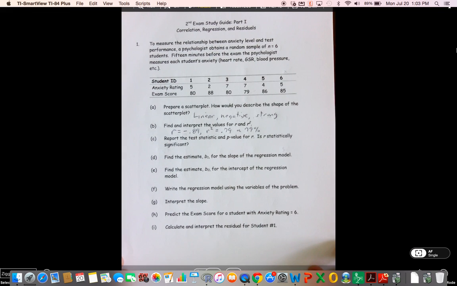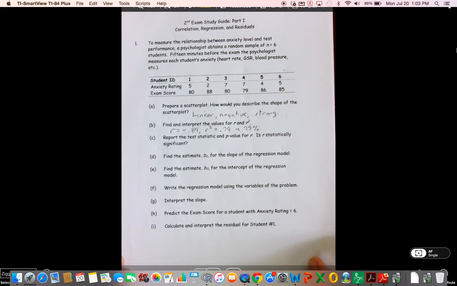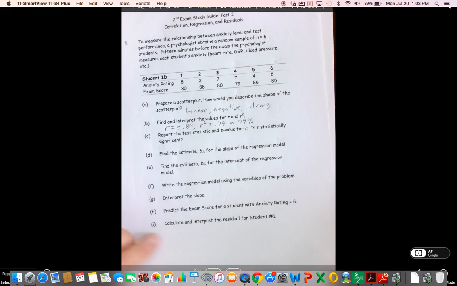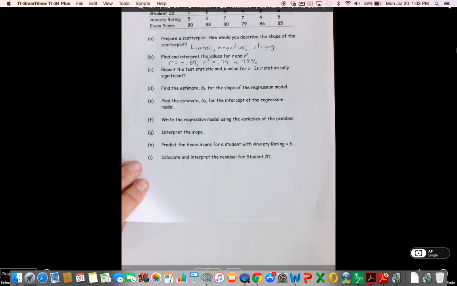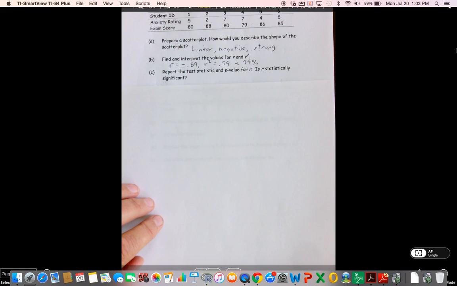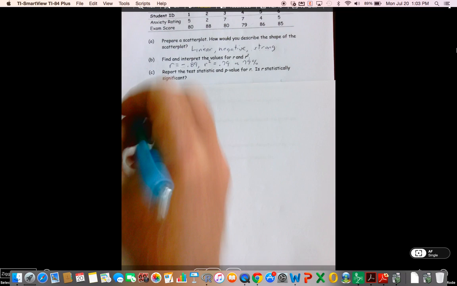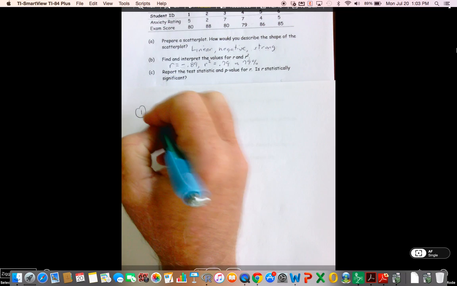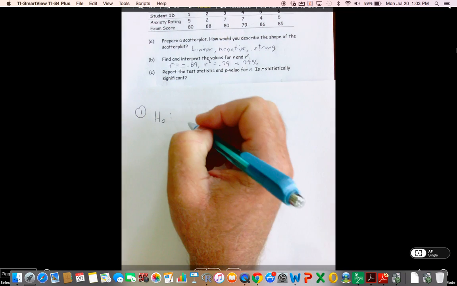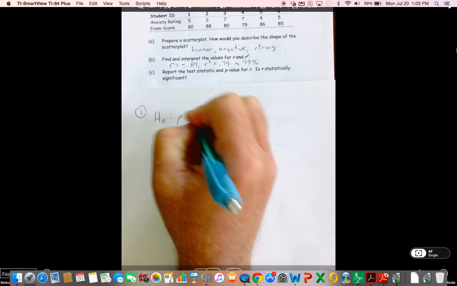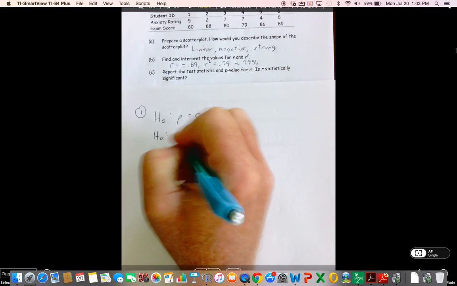Next thing, report the test statistic and p-value for R. Is R statistically significant? Well, this takes a little bit of work, but we've done multiple of these before. So the first thing we're going to do is always state our null and alternative hypothesis. So the parameter value for R is rho, and we always, at least in this class, conduct a two-tailed test when we're looking at the statistical significance of R. That's not going to change in this class.